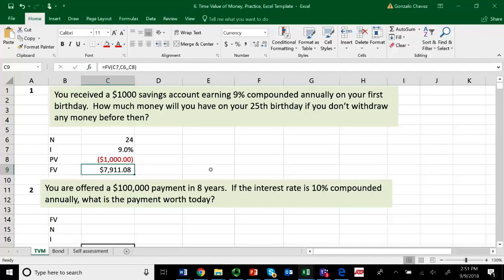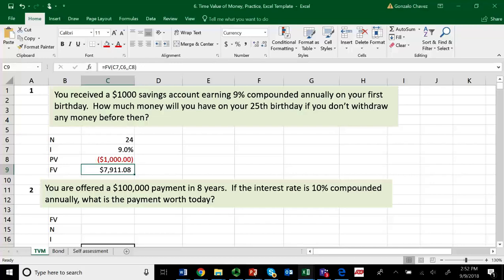That's how much you'll have at the end of the 24 years if you only put $1,000 and leave it there earning 9%. Okay, it's important that you earn interest over interest, but it's also important that every year you put more money, right? That's what savings is about. But for now, if you don't do anything, that's what you'll have at the end of 24 periods.